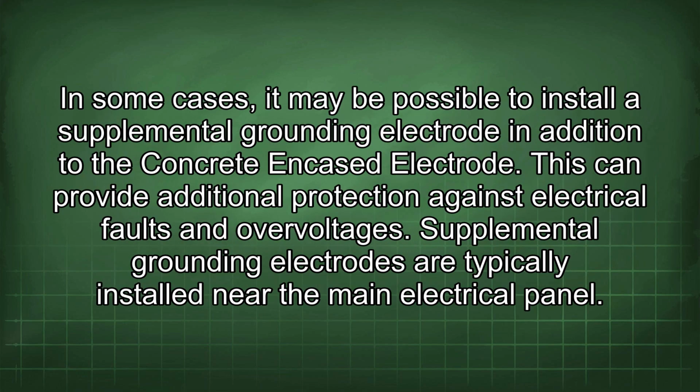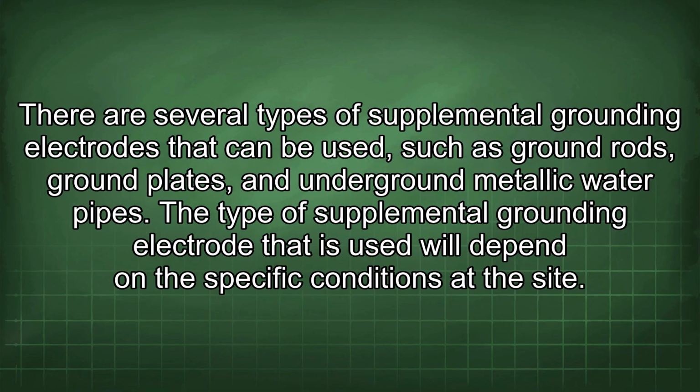In some cases, it may be possible to install a supplemental grounding electrode in addition to the concrete encased electrode. This can provide additional protection against electrical faults and overvoltages. Supplemental grounding electrodes are typically installed near the main electrical panel. There are several types of supplemental grounding electrodes that can be used, such as ground rods, ground plates, and underground metallic water pipes.